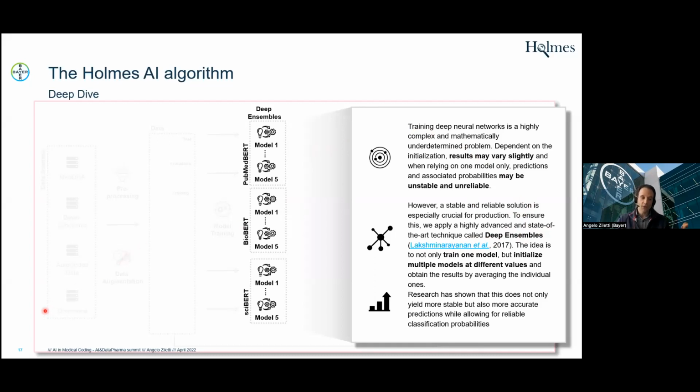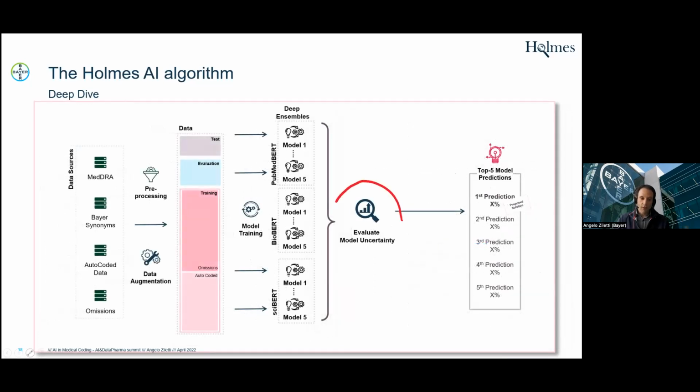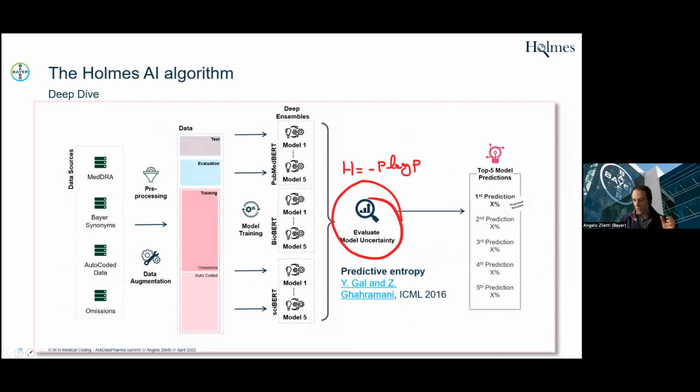And then also the uncertainty estimate is better. So this was a win-win for us, and that's what we did. And then to conclude, before I go to the results, I evaluate the model uncertainty using something called predictive entropy, because if you read the literature, the probability that you get out of the classification model is usually not reliable.